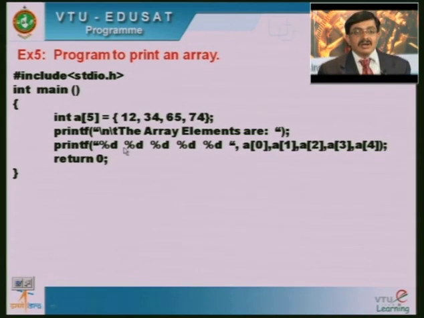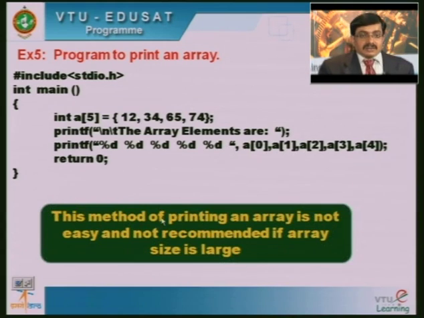So, I am printing all the 4 values there, 0 to 4: 1, 2, 3, 4. I am printing only the 4 value here, and a of 4 is taken as a 0 there, since it is partially initialized. So, a of 0, a of 1, a of 2, a of 3, and here this method of printing an array is not easy and not recommended if array size is large.